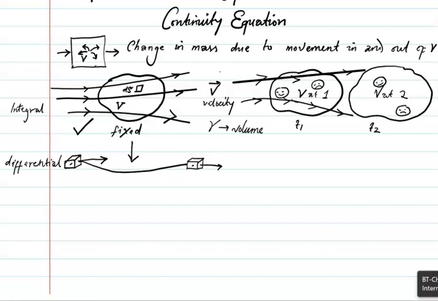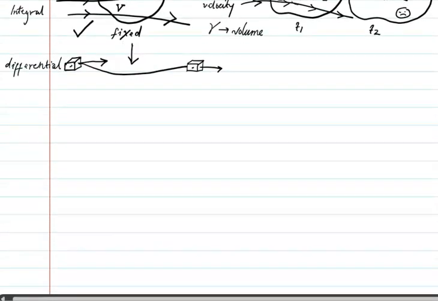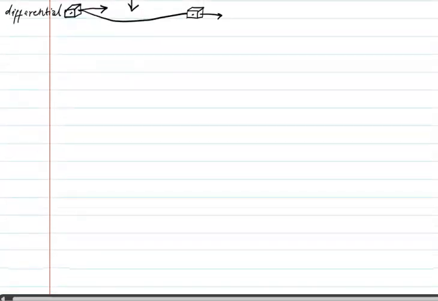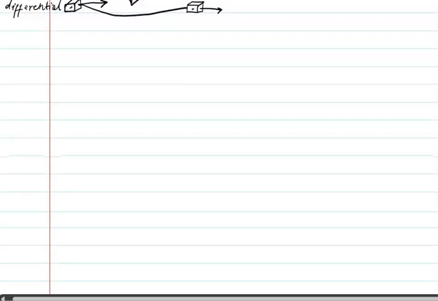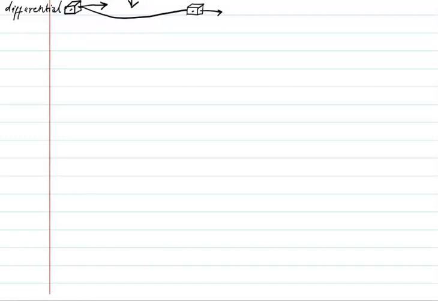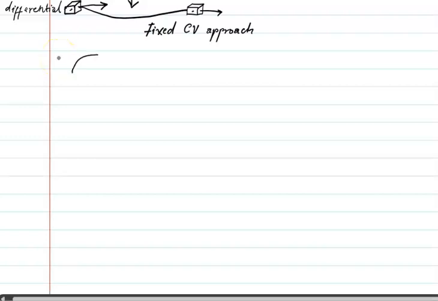Let us scroll down. So let's start using the control volume approach. This will be the fixed control volume approach. I'll write CV for control volume. Let's abbreviate stuff and save time. For a fixed control volume approach, I will draw a control volume fixed in the fluid, and then we have the fluid.